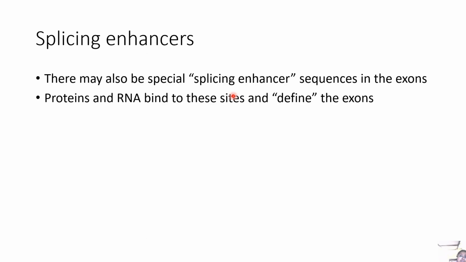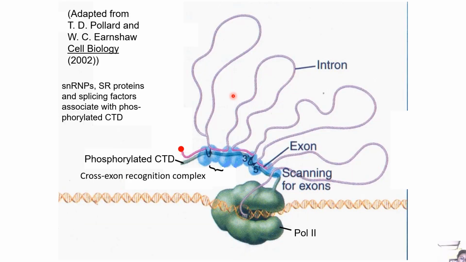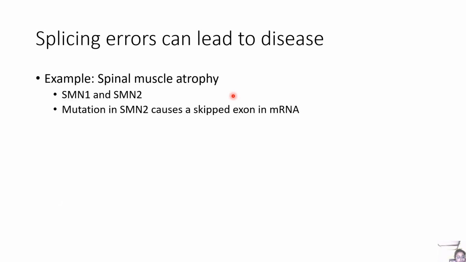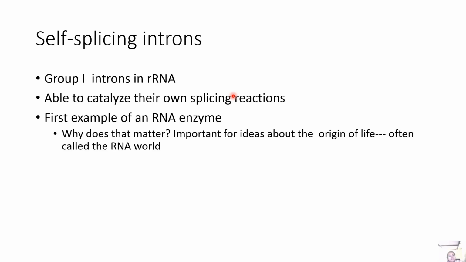So there may be special splicing enhancer sequences in the exons. Proteins and RNA bind to these sites and define the exons. Splicing errors can lead to diseases such as spinal muscular atrophy.